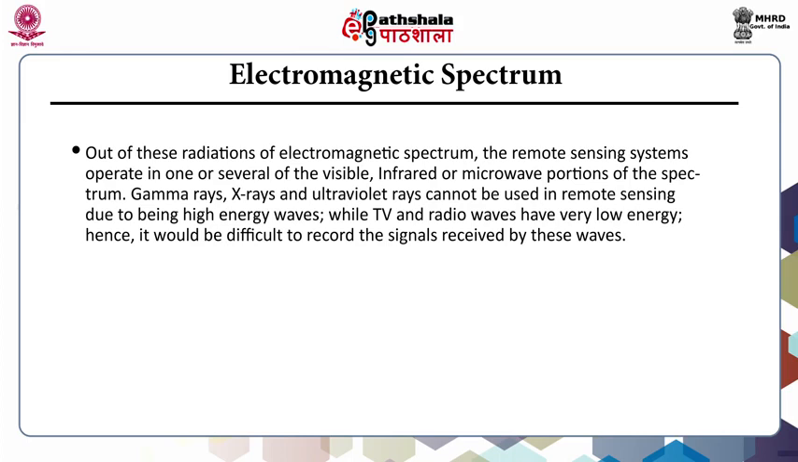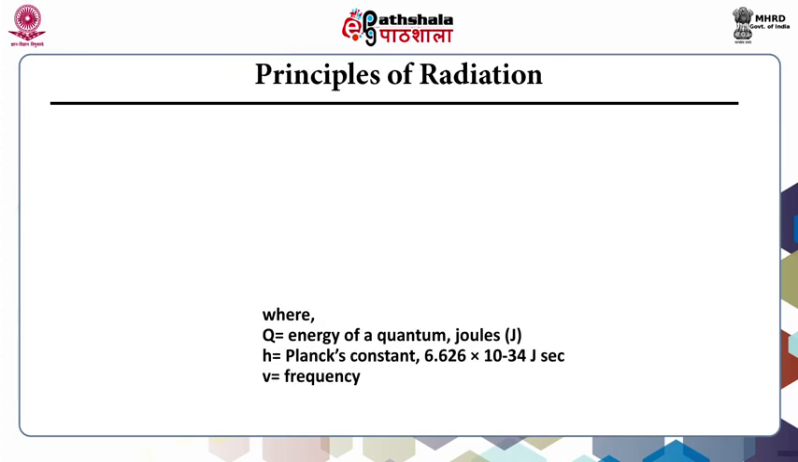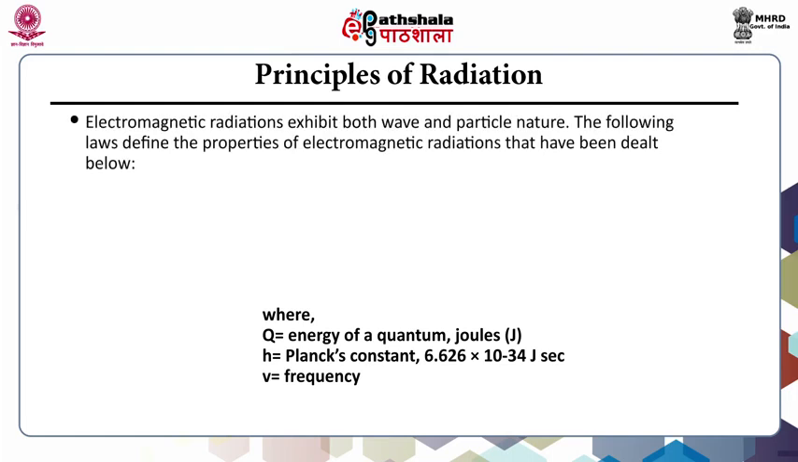Gamma rays, X-rays, and ultraviolet rays cannot be used in remote sensing due to being high energy waves, while TV and radio waves have very low energy, hence it would be difficult to record the signals received by these waves. Third is the principles of radiation. Electromagnetic radiations exhibit both wave and particle nature. The following laws define the properties of electromagnetic radiation.